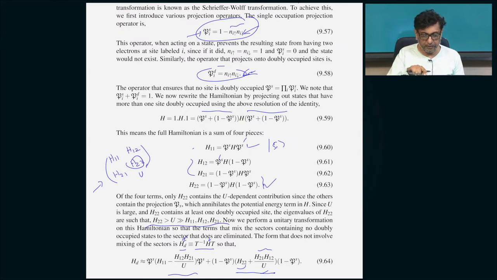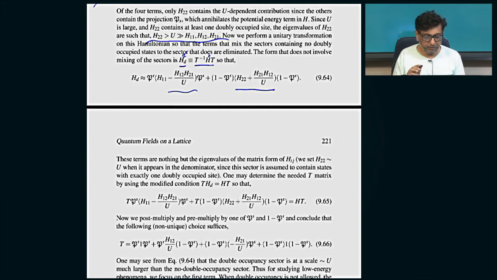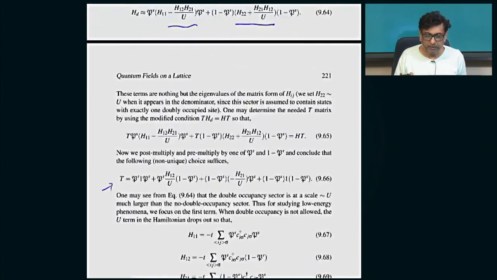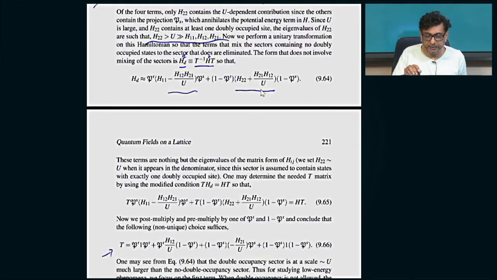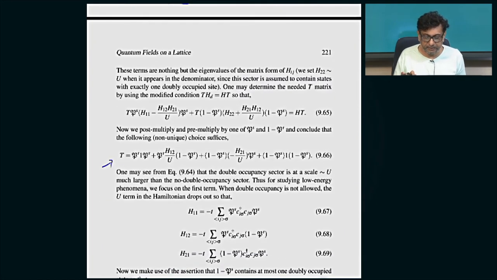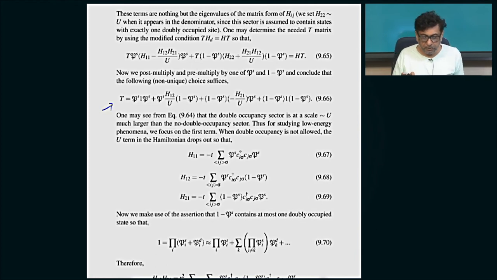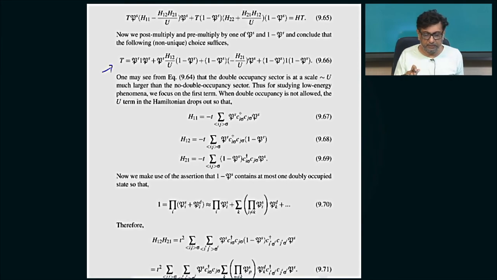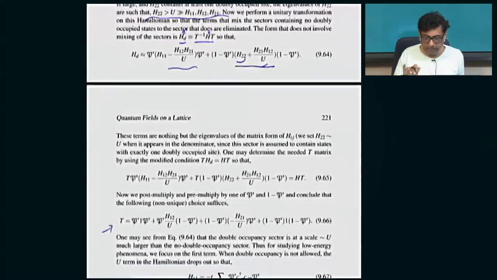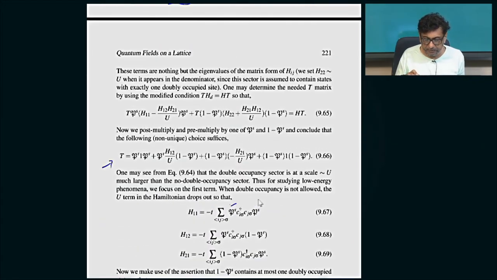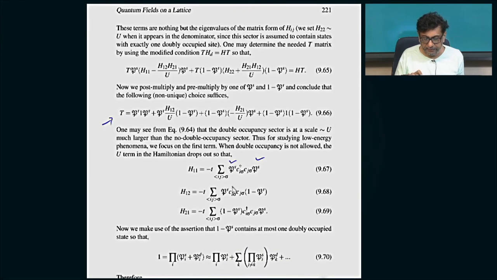Now this seems rather ad hoc. The more systematic way of doing this is to first postulate that there is a unitary operator called T of this sort. If I use this T, then I can weed out all the double occupancy terms. I will end up with a term which is exceedingly small. This one is of the order of U, the next correction will be of the order of 1 by U, so I will end up making an expansion in powers of 1 by U. You will have to go through these calculations in detail. The bottom line is that H11 is the hopping sandwiched between the two single occupancy projections, and so on and so forth.